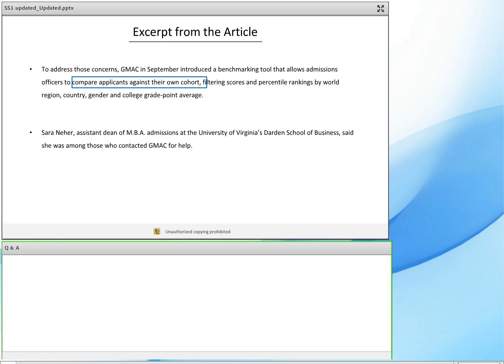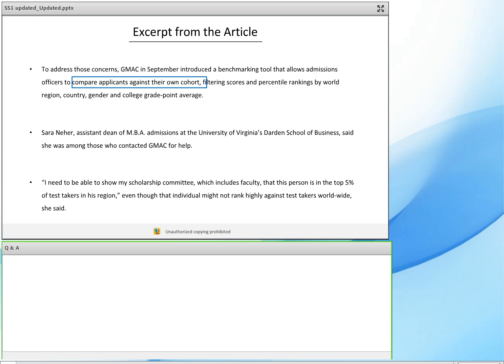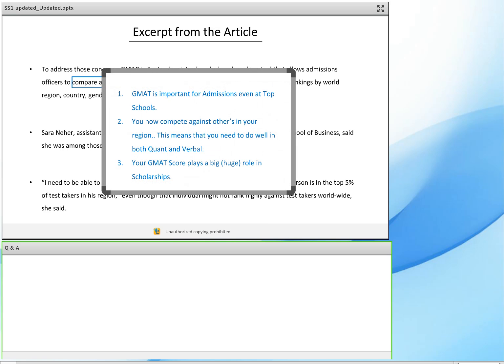Sarah Nair, who is the assistant dean of MBA admissions at Darden, said that she was among those who contacted GMAC for help. And let's see, why did she contact GMAC for help? She said, I need to be able to show my scholarship committee, which includes faculty, that this person is in the top 5 percentile of test takers in his region, even though that individual might not rank highly against test takers worldwide. So, a few things over here.